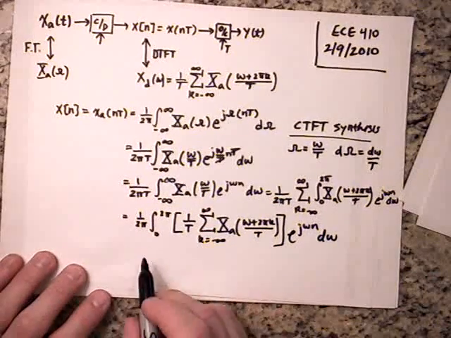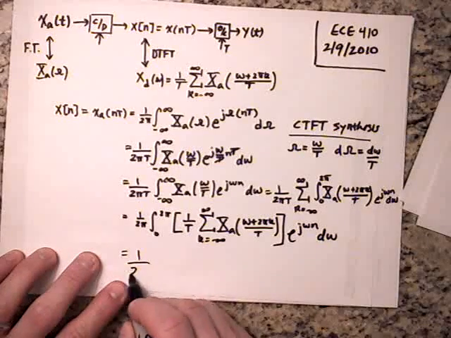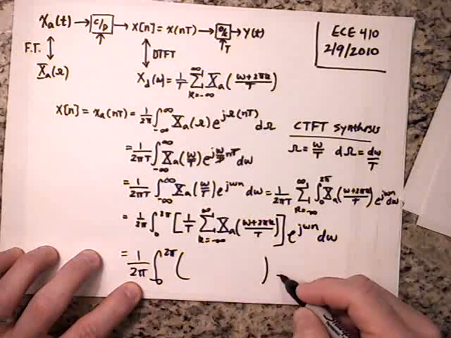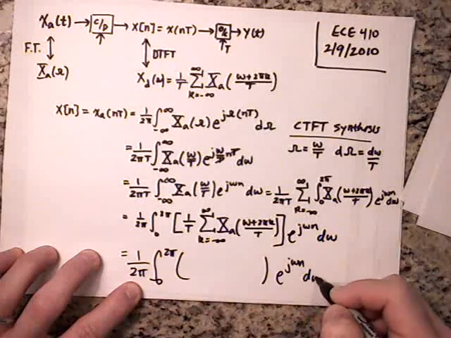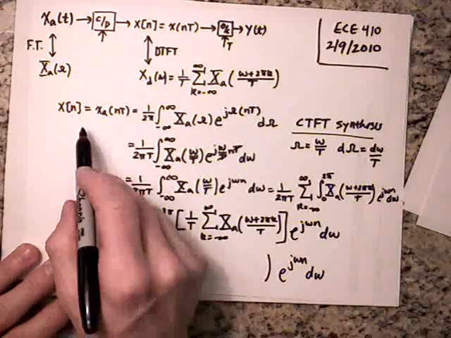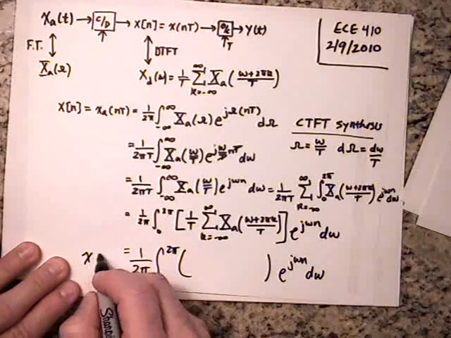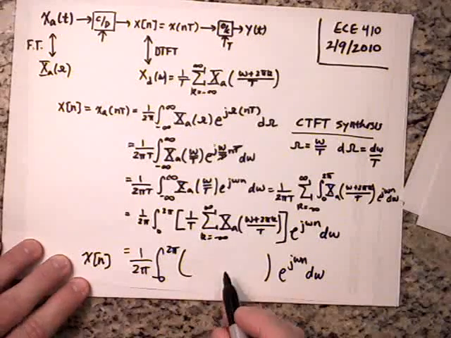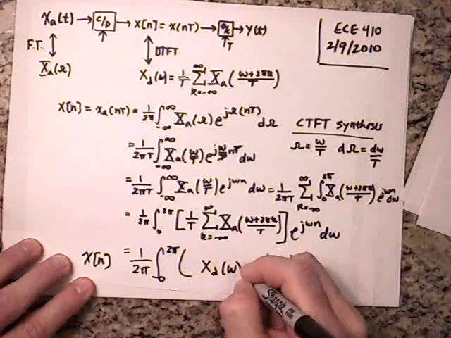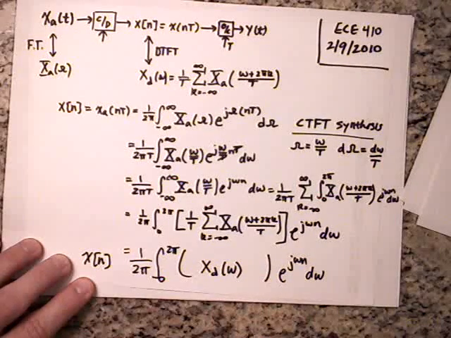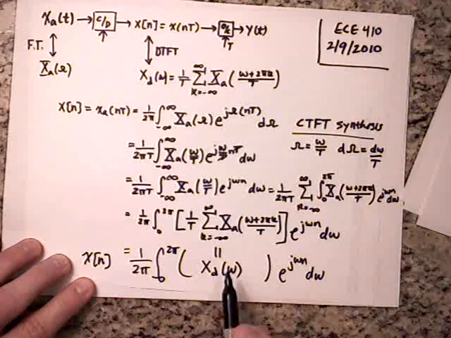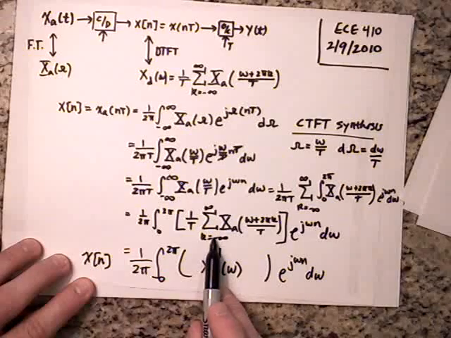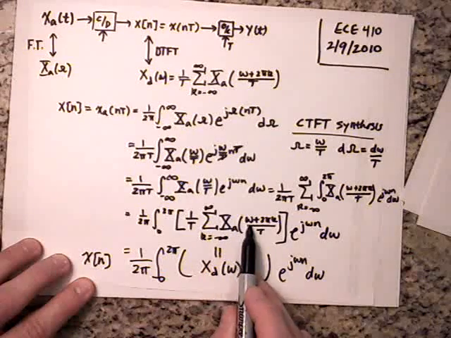Okay, so now we're there. What do I have here? I've got 1 over 2 pi times the integral from 0 to 2 pi of something times e to the j omega n d omega, and that equals, from our definition here, x of n. So whatever is inside here must be x of d of omega by the definition of the discrete time Fourier transform. So therefore we've just shown that x of d of omega must equal 1 over t, the sum from k equals minus infinity to infinity, of xa of omega plus 2 pi k over t.